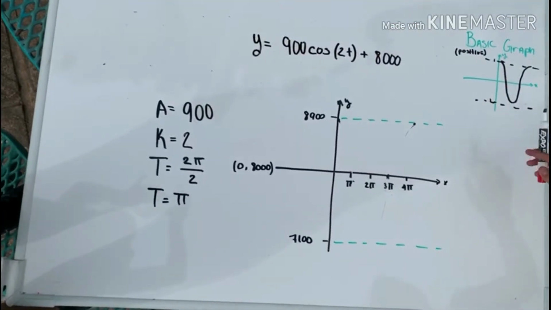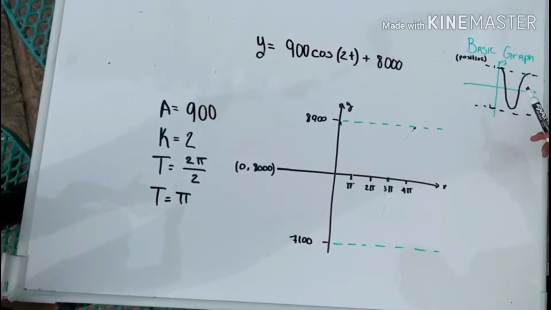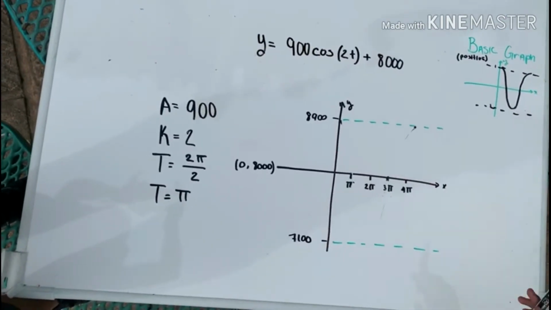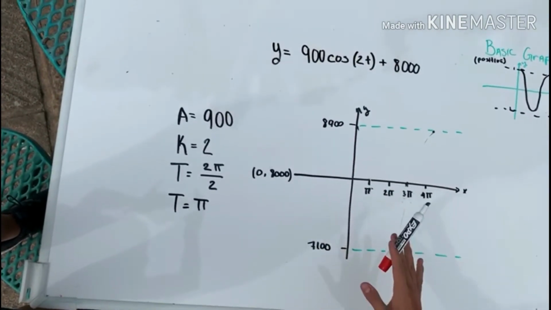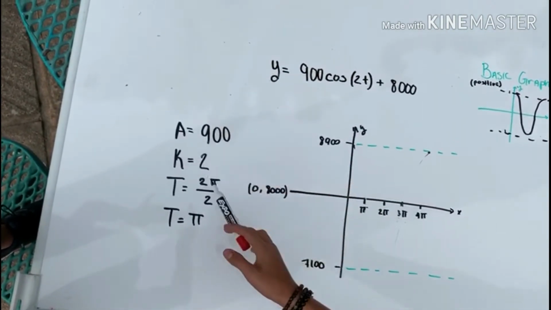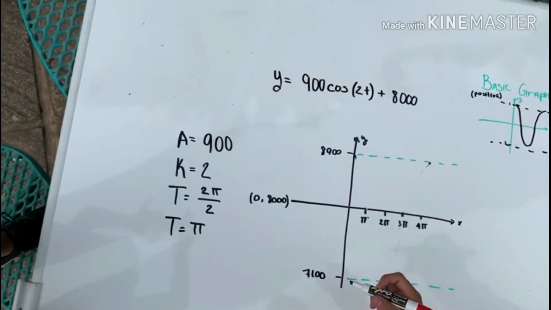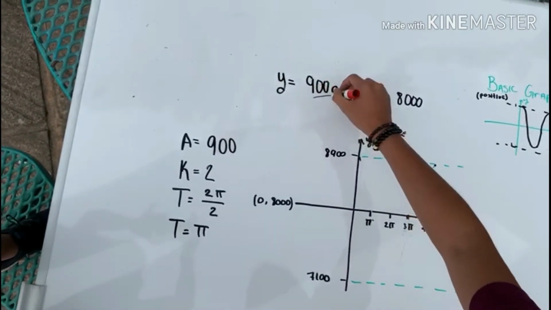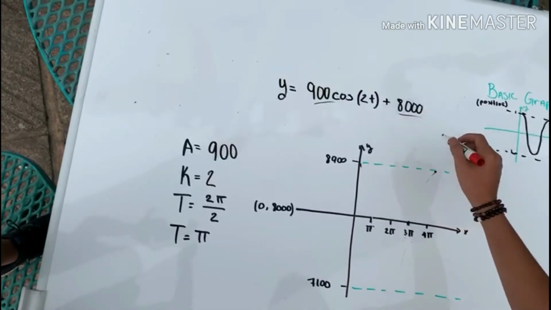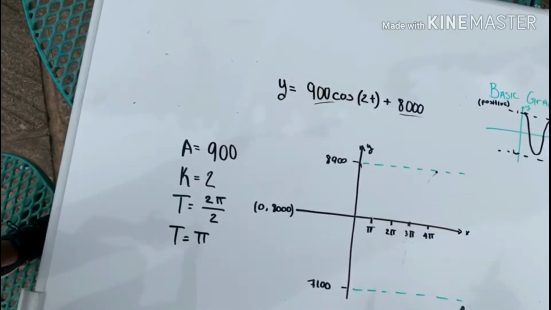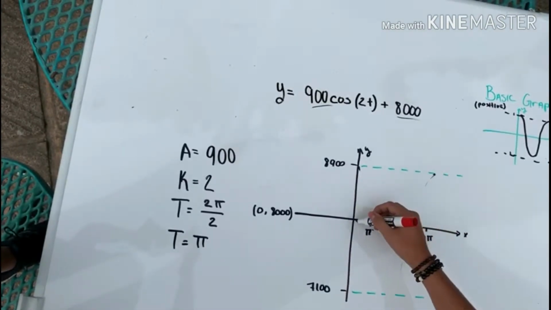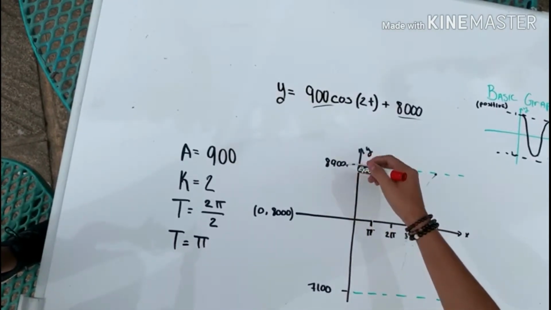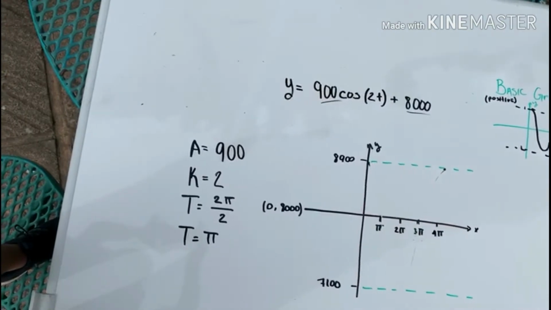The basic graph for a positive cosine is this one, with the asymptotes at 1 and -1. And as you can see here, we have this function. First of all, we have to arrange all its components like this. And as you can see, the amplitude is 900 and we have a shifting of 80,000. So instead of starting at the origin at 0, we're going to start at 80,000 and the amplitude is 900. That's why the asymptotes are here.